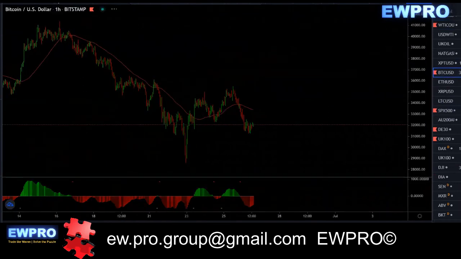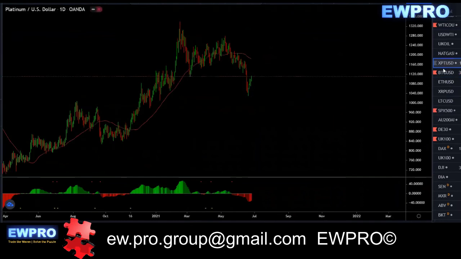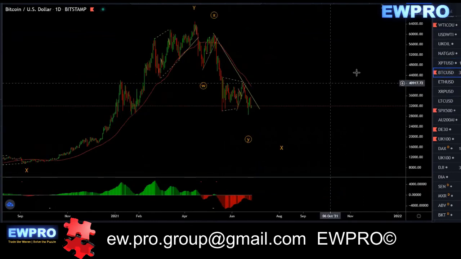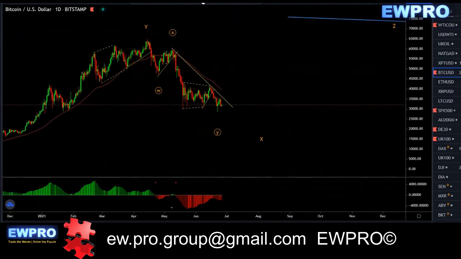Bitcoin on the daily. So on the daily, I was looking for this WXY, but this is turning into a larger correction. We still haven't broken up here on the MACD. So this is more likely an A, B, get that C up as a larger correction, then we get an A, B, C, and then more upside for that larger wave Z.